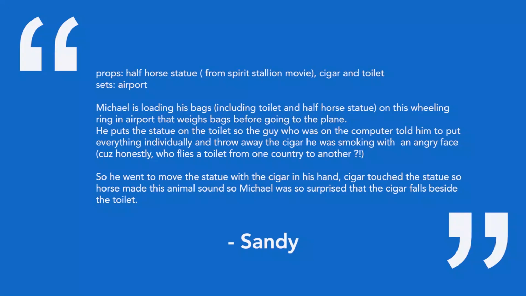Okay, another Make a Movie from Sandy on Ma, which means horse. So she goes with her props, half horse statue, which is the top prop, a cigar, and a toilet seat.